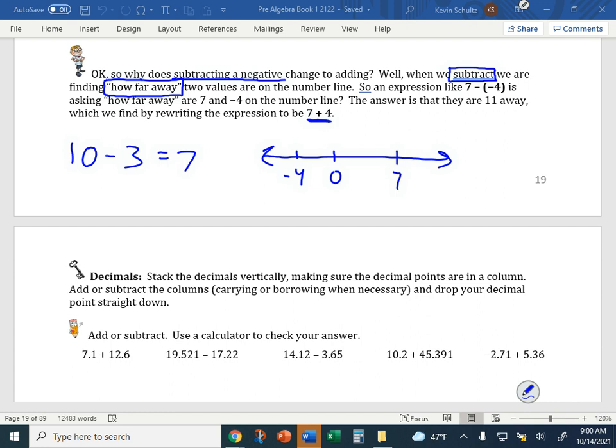Negative 4 minus negative 5. Okay? So using the chart method, if you see this, you're asking yourself, where do I start? What number are you going to start at? Negative 4. Okay? Which direction am I going?